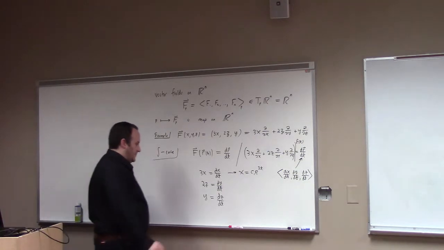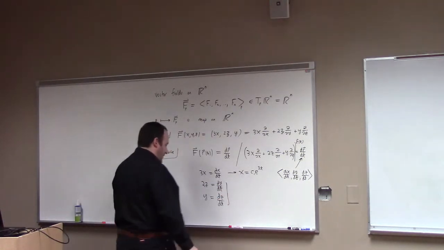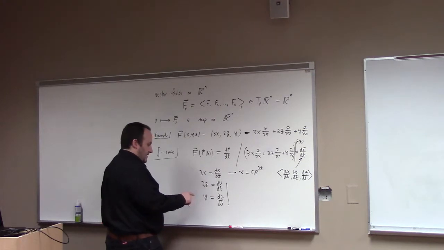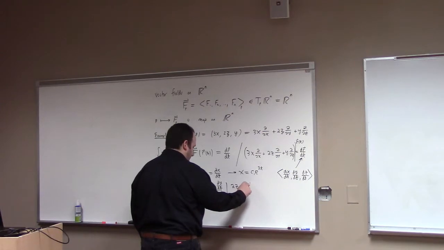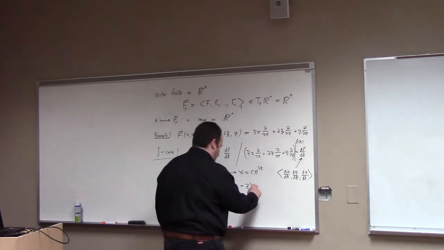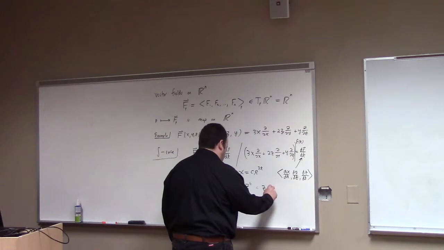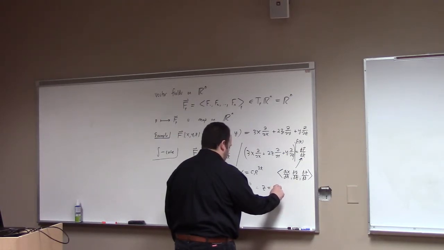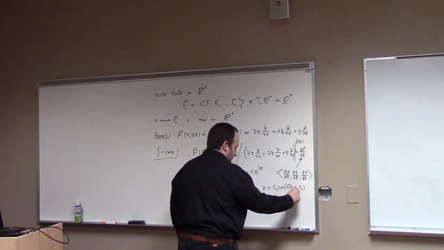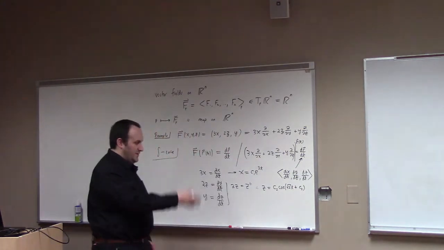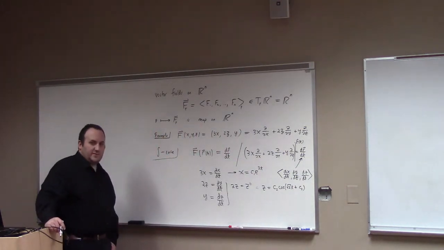And these last two are coupled, but I would suggest we plug the third one into the second one. That will give me 2z is equal to z prime prime, right? So therefore z is equal to something like c2 cosine of the square root of 2 times t, plus c3. An amplitude, you could put a sine there. You could put c1 cosine plus, anyway, something like that.